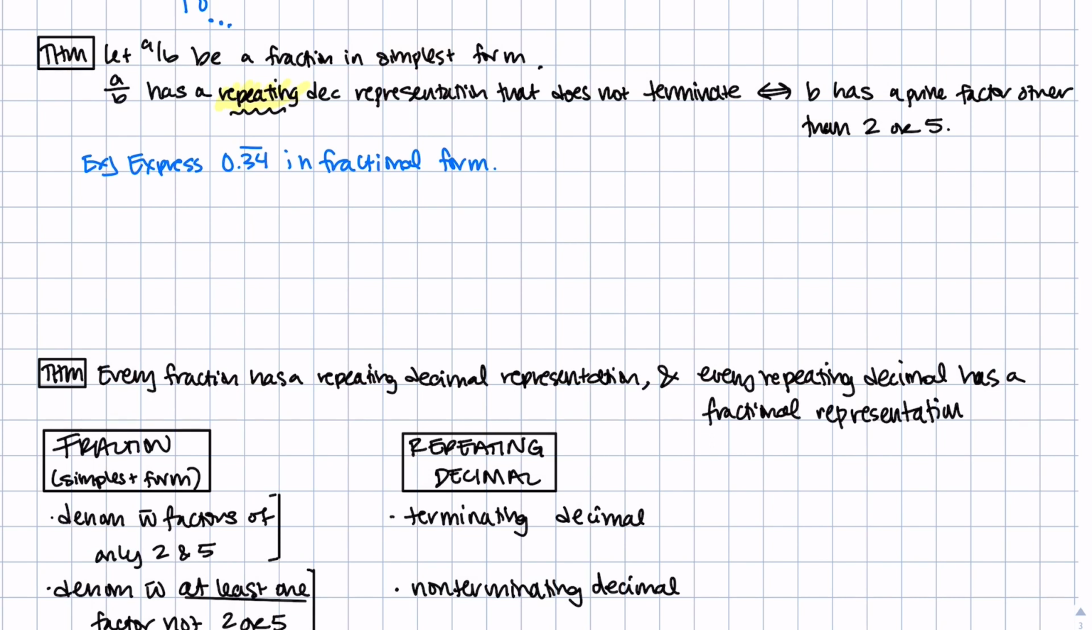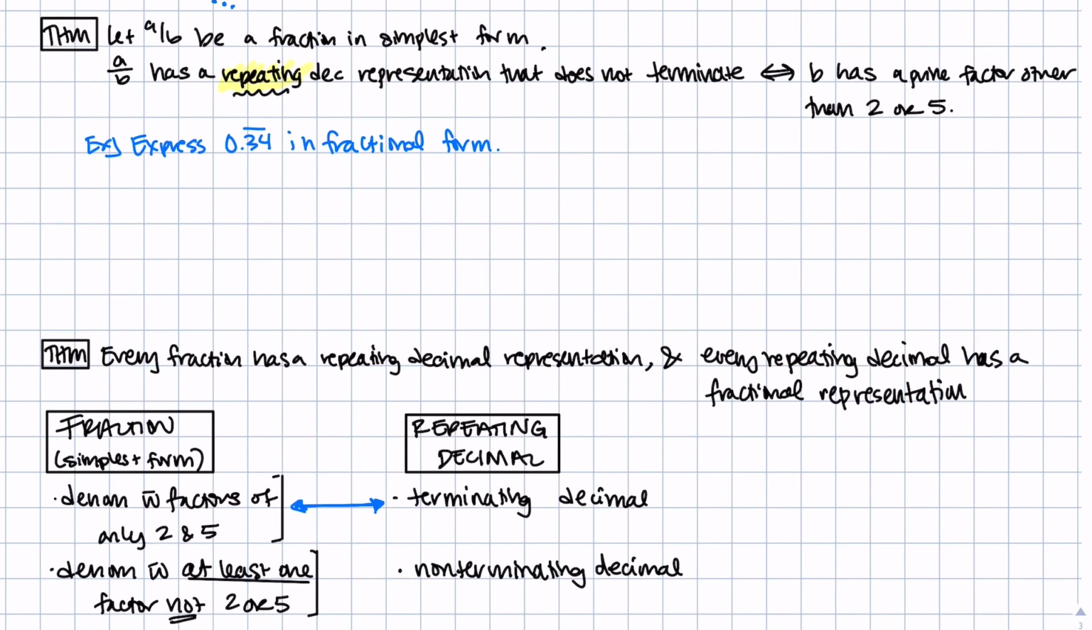So basically, to summarize this theorem, what it's saying is denominators with factors of 2 or 5 only correspond to terminating decimals. So if I have a fraction and only 2 or 5 are in the denominator, I get a terminating decimal. If in the denominator there is at least one factor that's not a 2 or 5, once it's simplified, in its simplest form, then I have a non-terminating decimal. So those are really the 2 options.